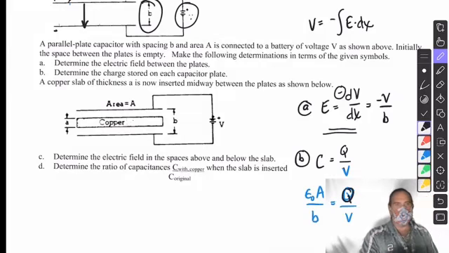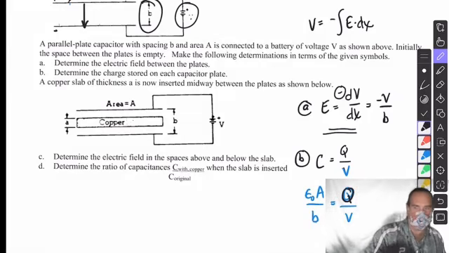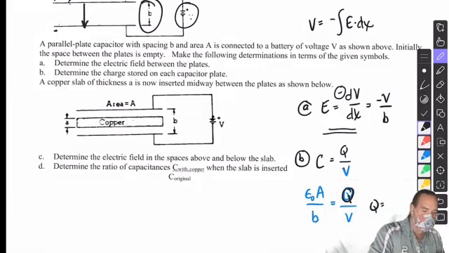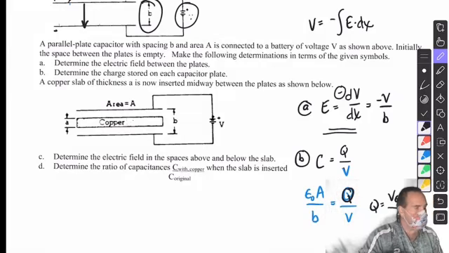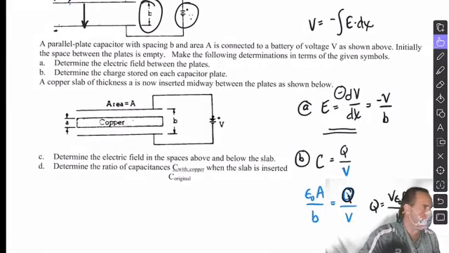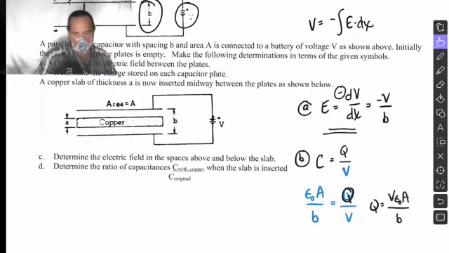So I think we could express Q in terms of the given variables here, which would be Q is equal to V epsilon naught A over B, which is behind my head, so you can't see it anyways. All right, so far? Questions about this one yet? Question C?